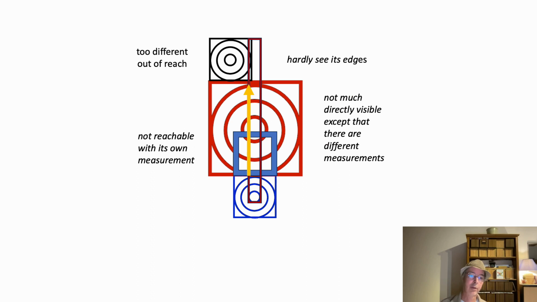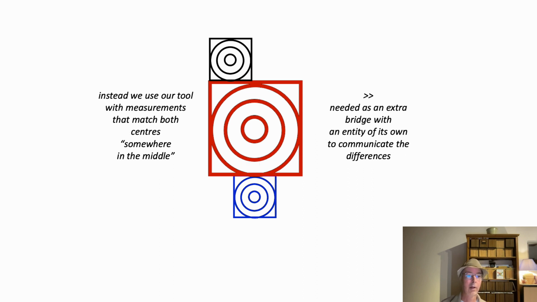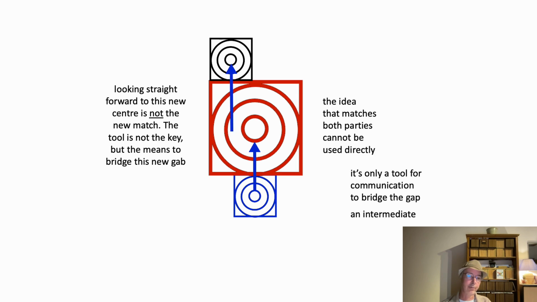So if we look forward, we see only the different measurements a little bit, and to where this person is thinking, and then we notice this person or this object. So what we use instead is this bridge. It is another tool. It has different measurements, and they match both our centers, and so we meet each other somewhere in the middle with this bridge, which has an entity of its own, and it's used to communicate our differences.